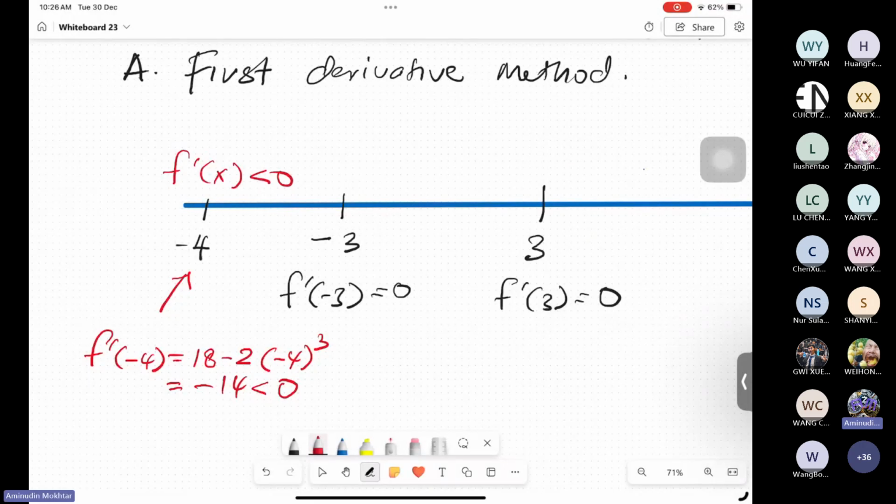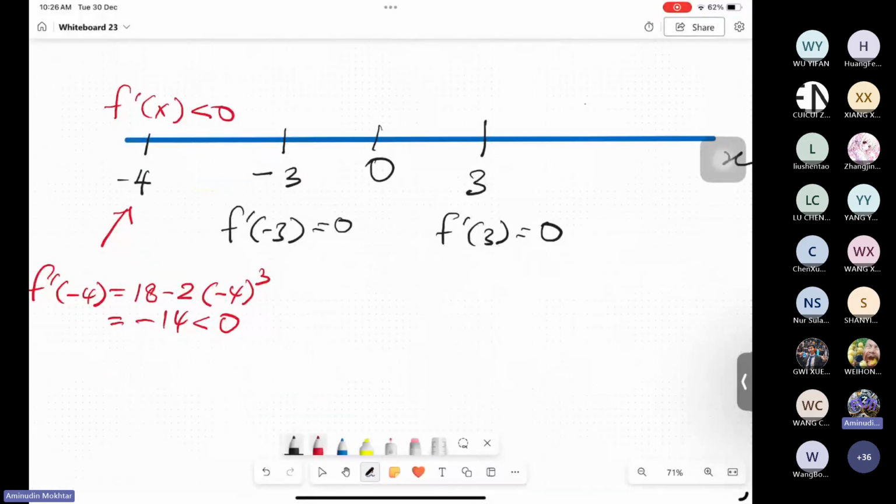Okay, now we know that before -3, the function is decreasing. Now I choose one number between -3 and +3. Let's say that the number is 0. You can choose any other number like -1, +1, +2, and so on.